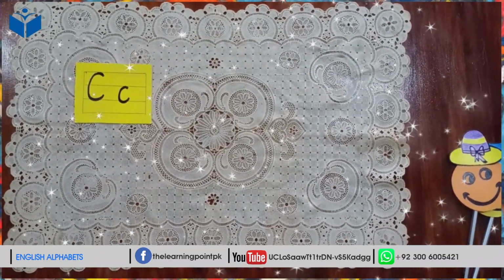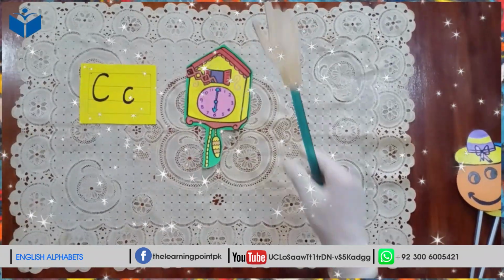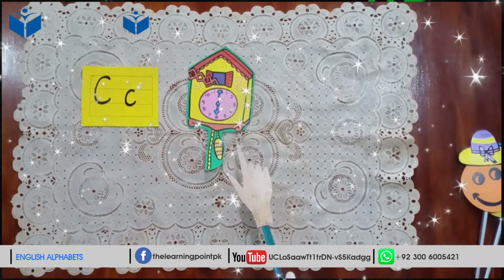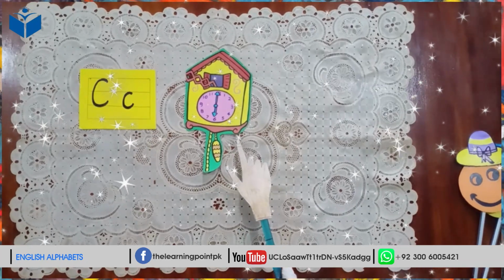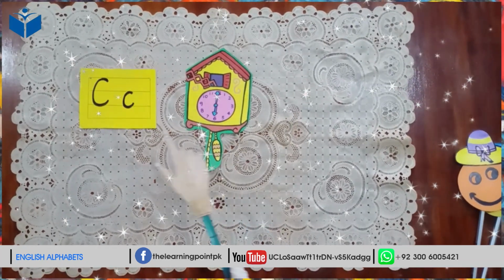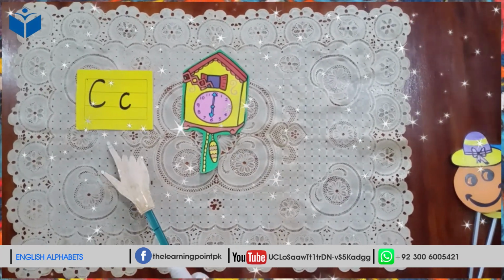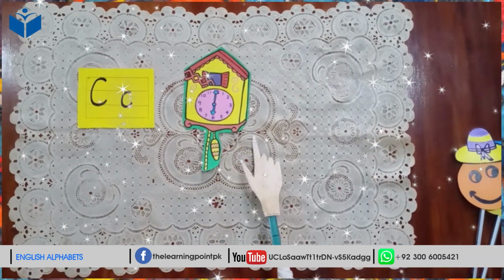Okay, look at this. I have a clock. This is a clock. Clock begins with phonic k, k, clock, k, clock.